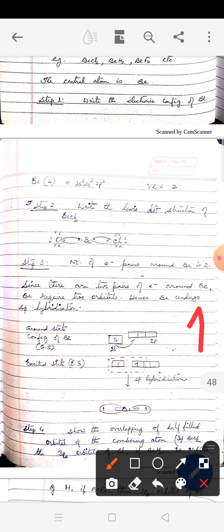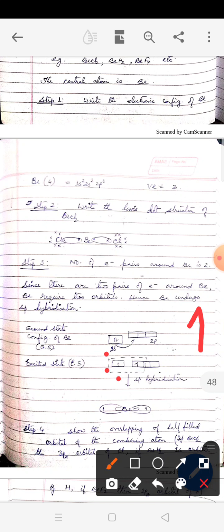So one electron from 2s is getting excited and promoted to 2p, and at this juncture the orbitals come to the same energy level. So you can see the level is the same. These small things you please take care of while showing the steps for hybridization.